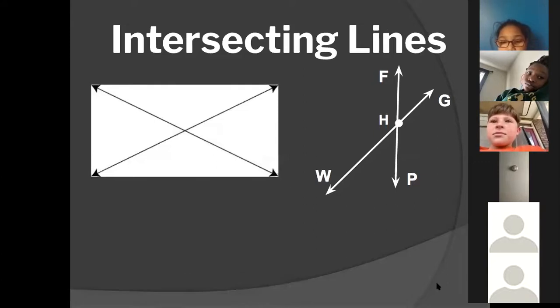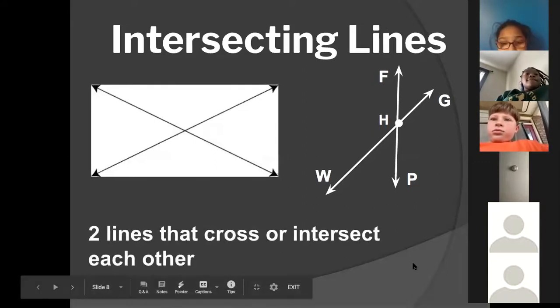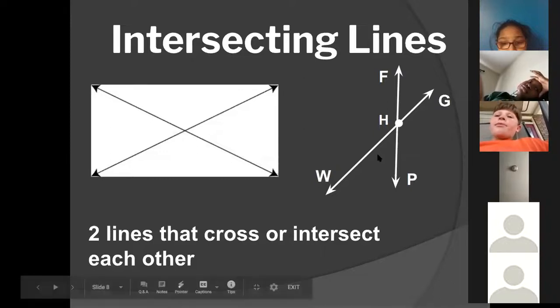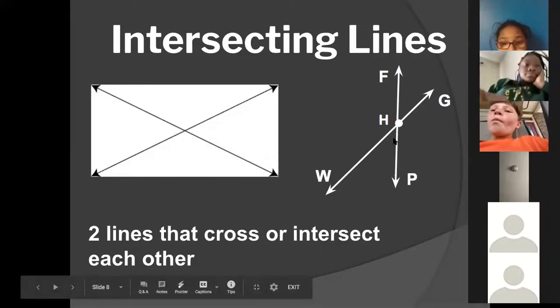Intersecting lines are lines that cross. An intersection of a road is when two roads cross each other. Well, an intersection of lines is when two lines cross each other.